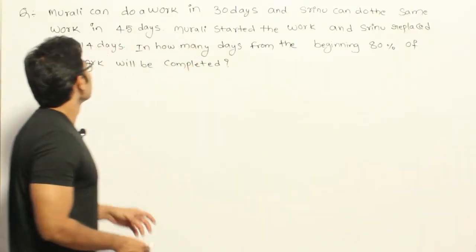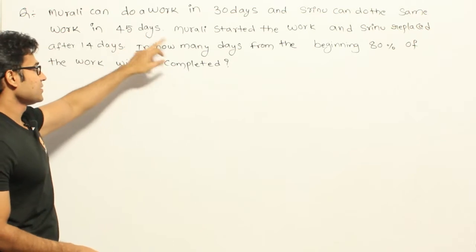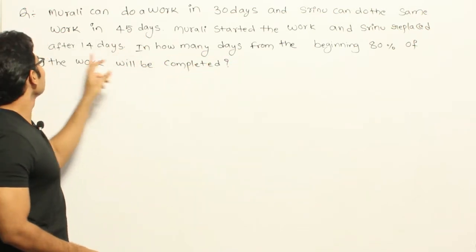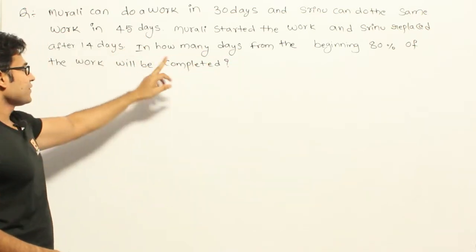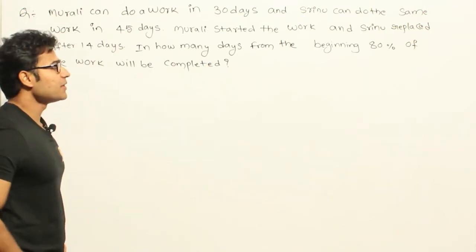Now let's see this question. Murli can do a work in 30 days and Srinu can do the same work in 45 days. Murli started the work and Srinu replaced him after 14 days. Then in how many days from the beginning will 80% of the work be completed?